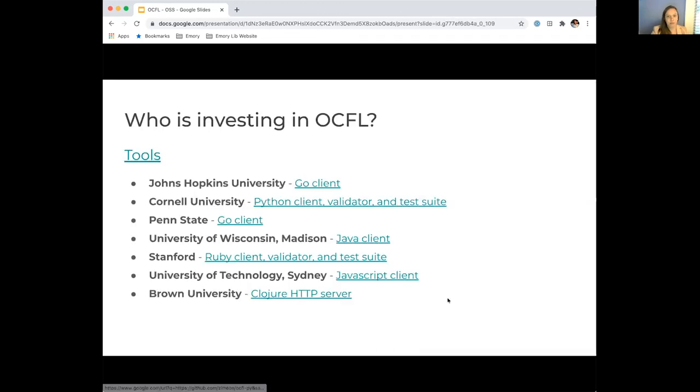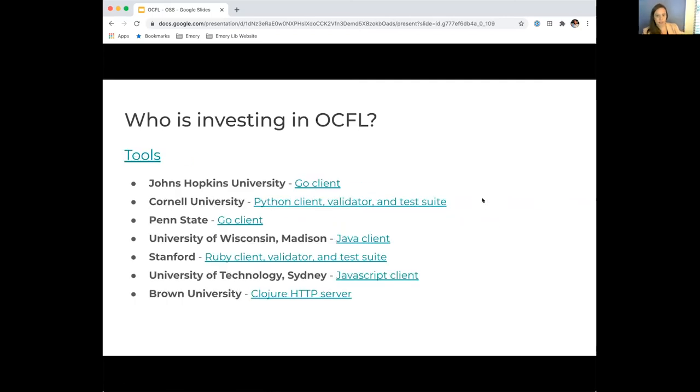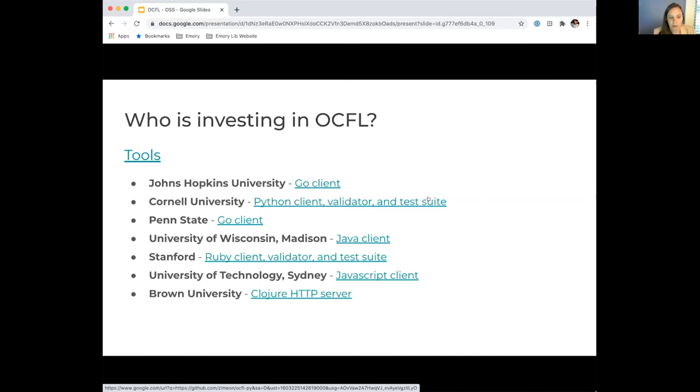So we have a number of institutions that are investing in OCFL: Johns Hopkins, Cornell, Penn State, University of Wisconsin-Madison, Stanford, University of Technology in Sydney, and then Brown. And they've developed a bunch of lightweight tools that can access an OCFL storage hierarchy.